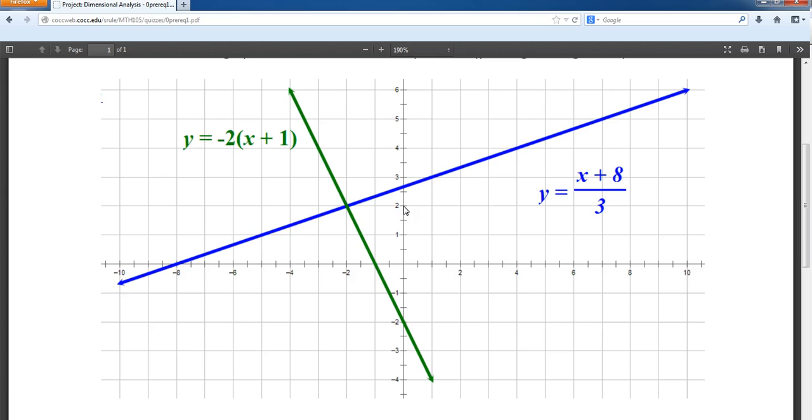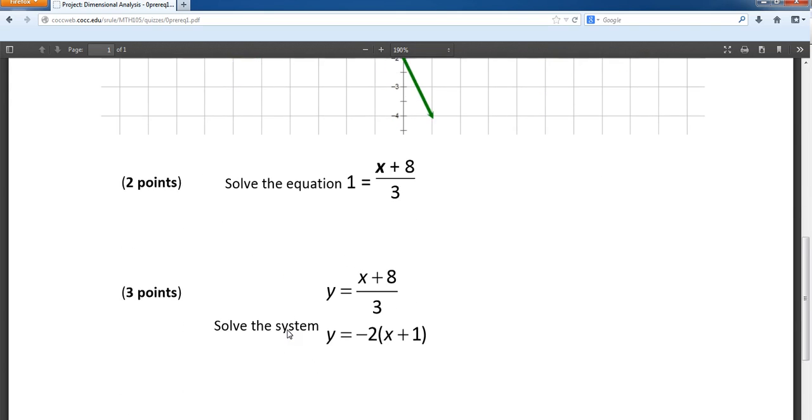The other way to write the solution is x equals -2, y equals +2. So either as an ordered pair or as simply two little mini equations. All right, that's something you learned at some point in your algebraic lives. We'll see it again in this class.